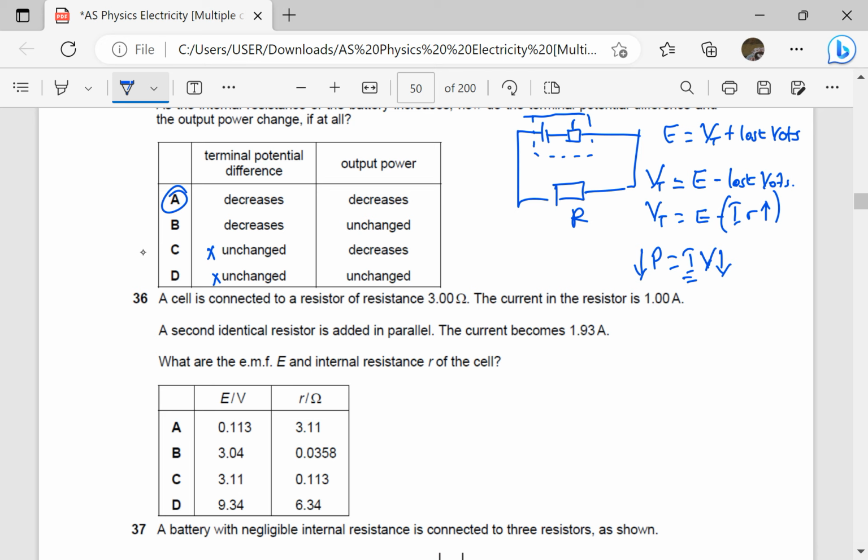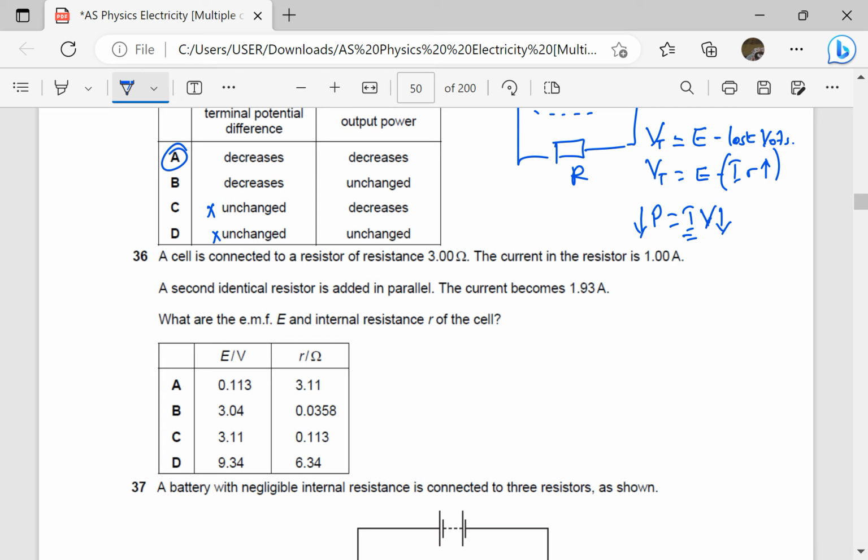A cell is connected to a resistor of resistance 3 ohms. The current in the resistor is 1 ampere. A second identical resistor is added in parallel. The current becomes 1.93 amperes. What are the EMF and internal resistance r of the cell?